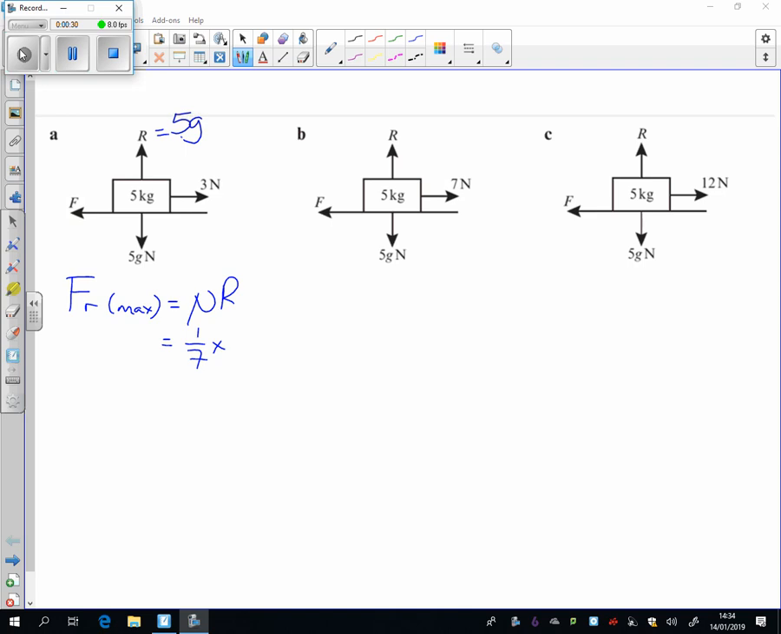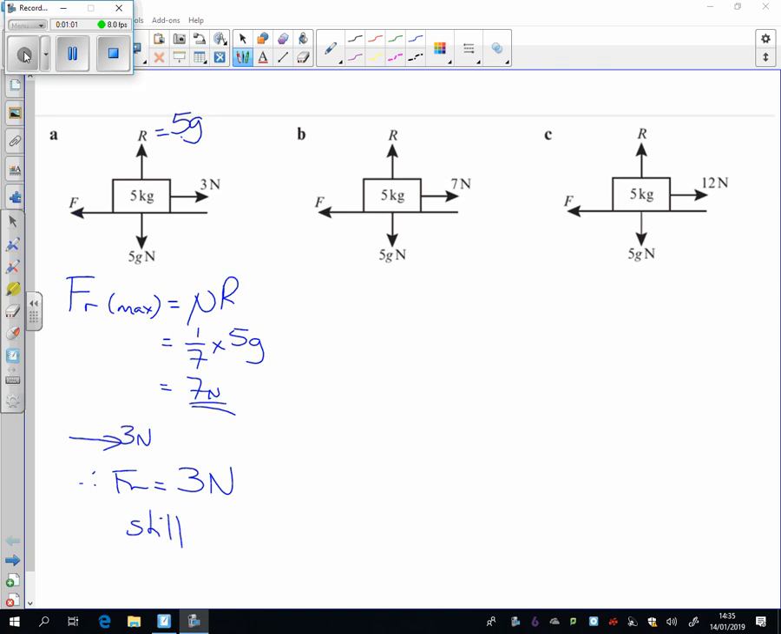The reaction here is 5g. And so the maximum that can be is 1/7 of 5g, which tapping into the calculator tells us it's equal to 7. So the maximum friction we can have here is 7. Well, actually, it's only being dragged forward that way with the force of 3 newtons. And so the friction here in this case is just 3 newtons, and it stays still.